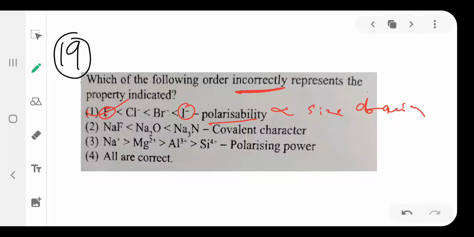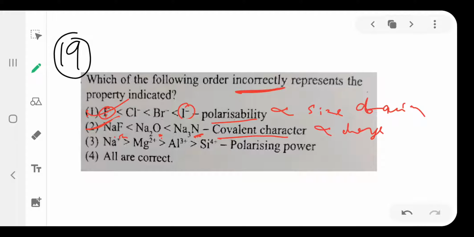Covalent character is directly proportional to the charge on the ion. Here NaF: fluorine minus 1 charge, Na2O: oxygen minus 2, Na3N: nitrogen minus 3. So here the charge of the ion increases, minus 1, minus 2, minus 3. As the charge of the ion increases, covalent character increases. So this is also correct. Nitrogen minus 3, oxygen minus 2, fluorine minus 1. Charge increases, covalent character increases.